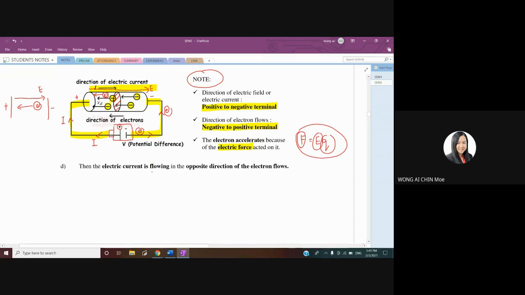The electric current is flowing in the opposite direction to the electron flow. So the current will flow from positive to negative. Remember, our current comes out from the positive terminal, whereas our electron must come out from the negative terminal. So we continue.